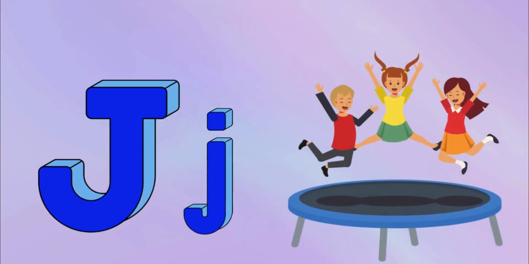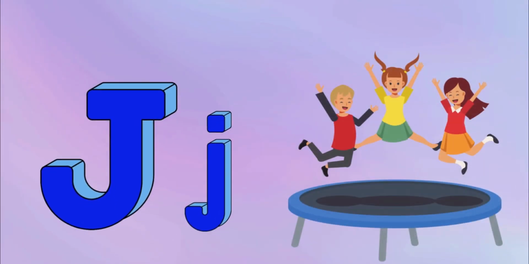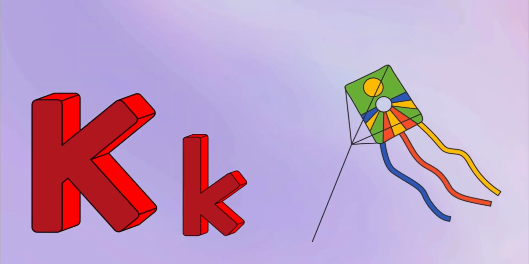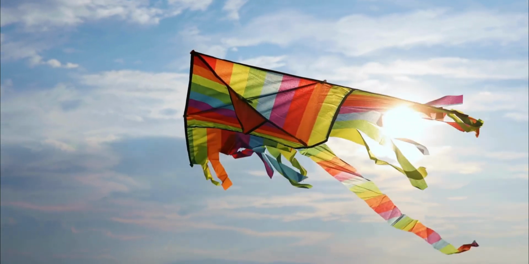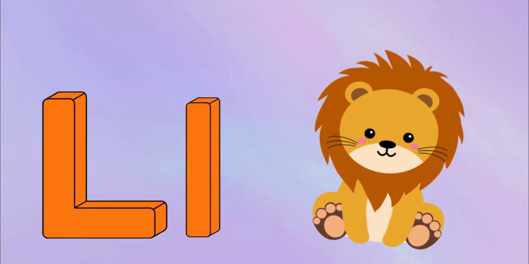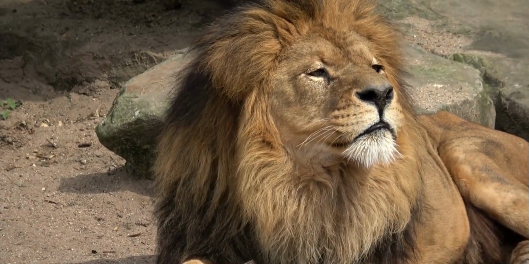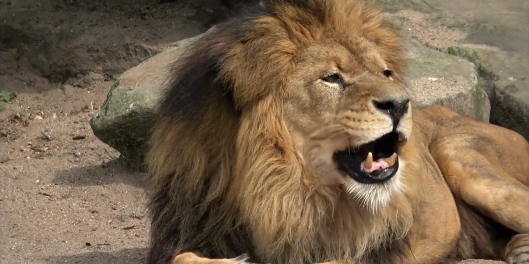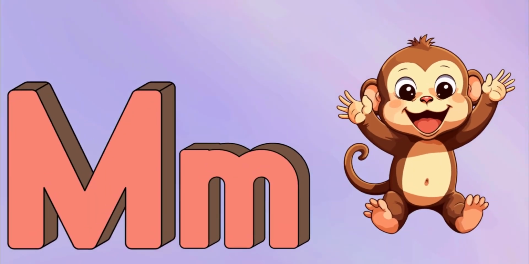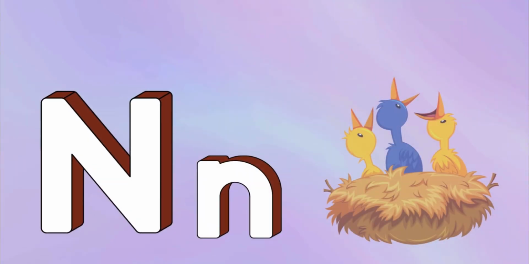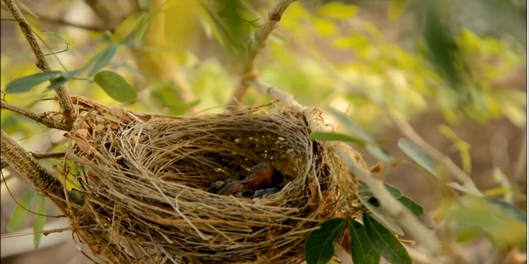J is for jump. Jump. K is for kite. Kite. L is for lion. Lion. M is for monkey. Monkey. N is for nest. Nest.